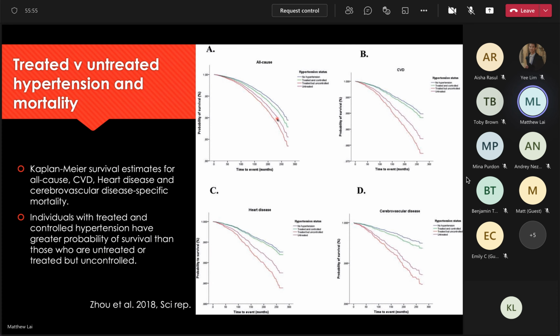The main takeaway from this slide is that its treatment is definitely beneficial. The green line is hypertensives who are treated and have well-controlled blood pressure. The red line here is those who are untreated. And as we can see in these Kaplan-Meier curves, the people who are treated do much better in terms of survival compared to those who are not treated.